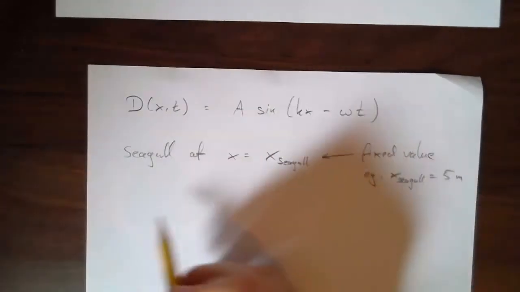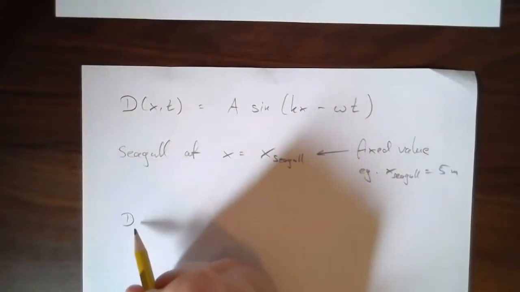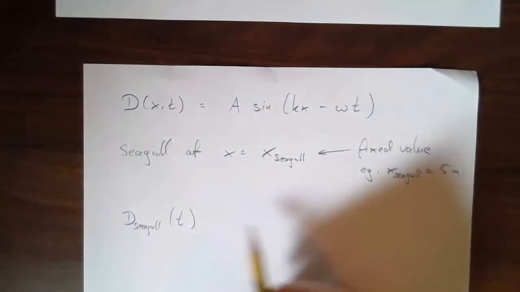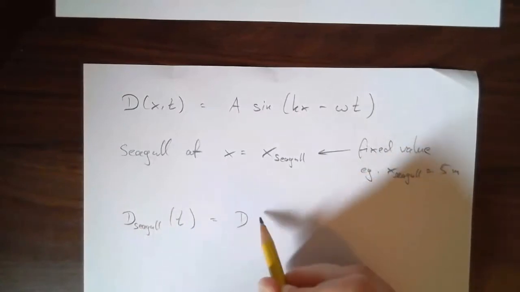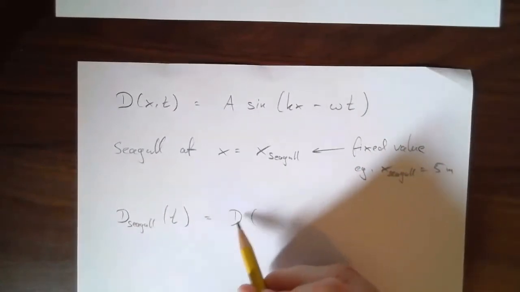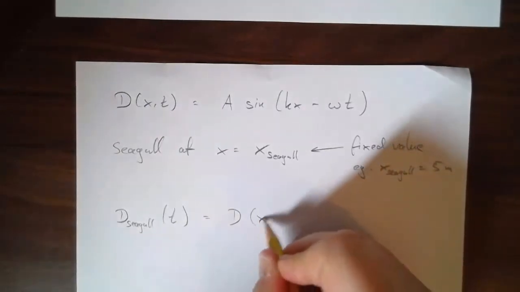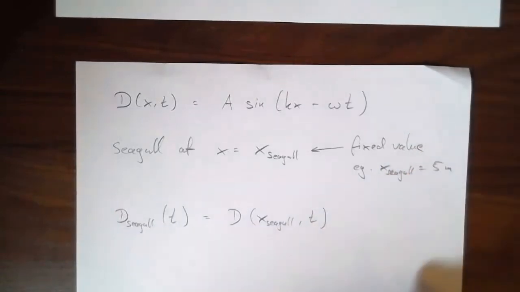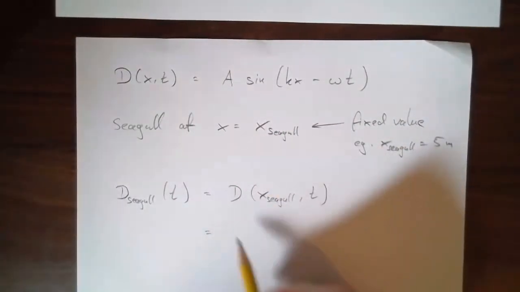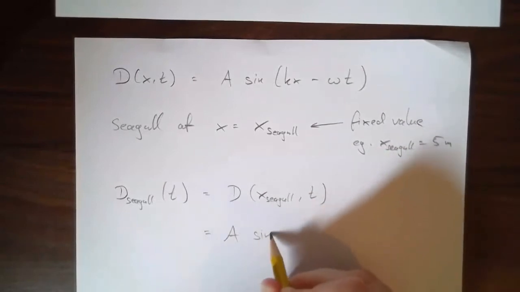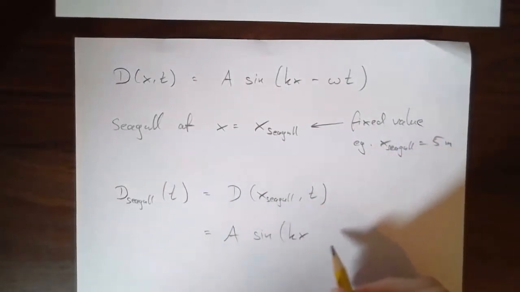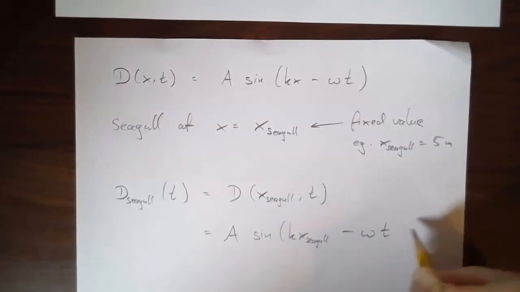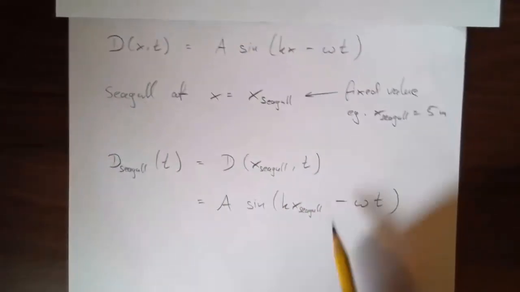So what do I have then? That means I have that d seagull, the position of the seagull, is only a function of time, right? It's fixed in the same spot. It is d, the displacement of the water at the position x seagull, as a function of t. It seems a bit abstract, right? But bear with me. So I get a sine of k x seagull minus omega t. So this is just a constant.